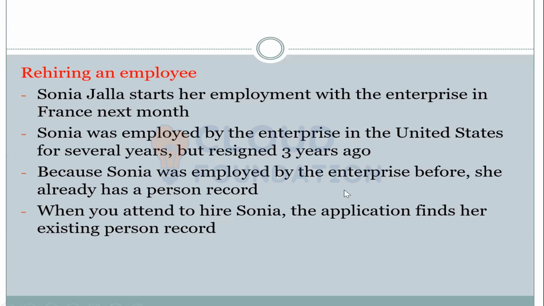Because Sonia was employed by the enterprise before, she already has a person's record. Already has a person's record means she was already there. She already was an employee. She was an ex-employee. So when you intend to hire Sonia, the application finds the existing person's record. The person's record will be there, the employee number will be there, but she will be an ex-employee. She will not be an employee.